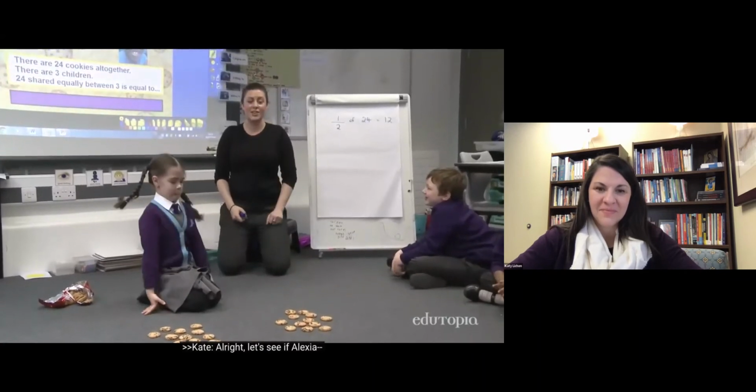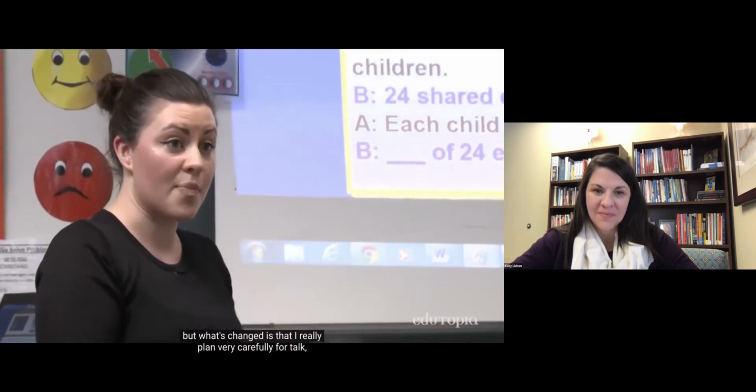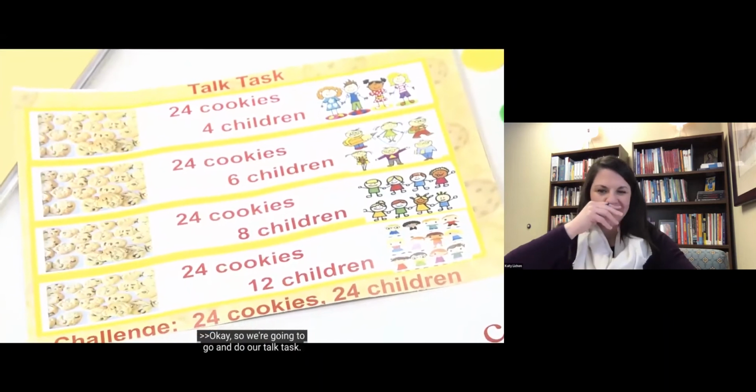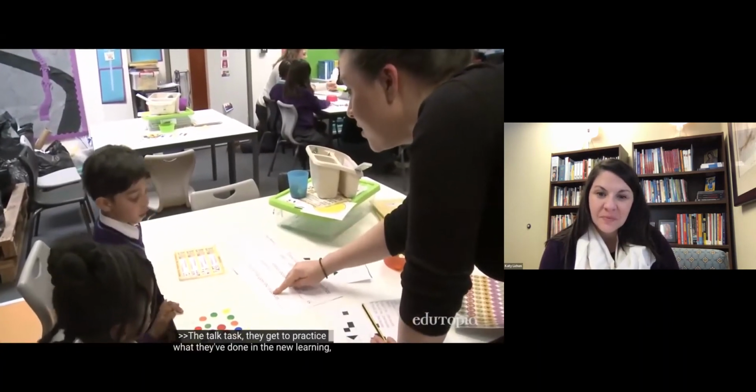I would say that I'd always encouraged talk in my maths lessons before, but what's changed is that I really plan very carefully for talk, and I model and structure the talk very explicitly. Okay, so we're going to go and do our talk task. The talk task, they get to practice what they've done in the new learning, and they're talking through what they're doing. So it's about developing their vocabulary and language of explanation.